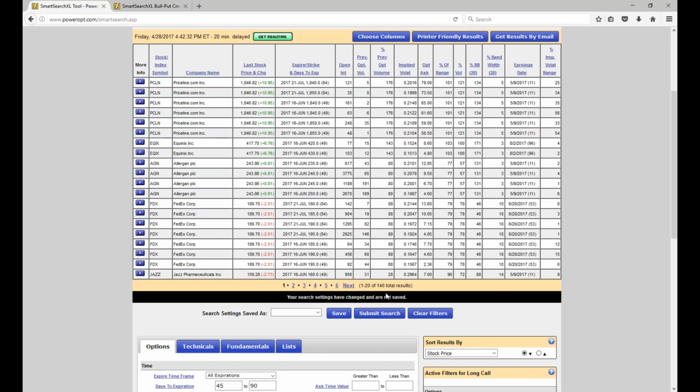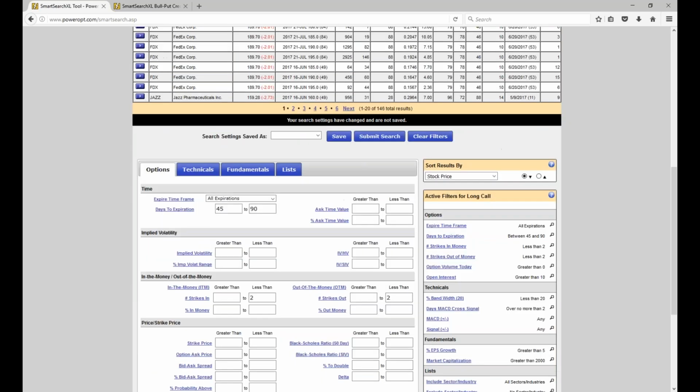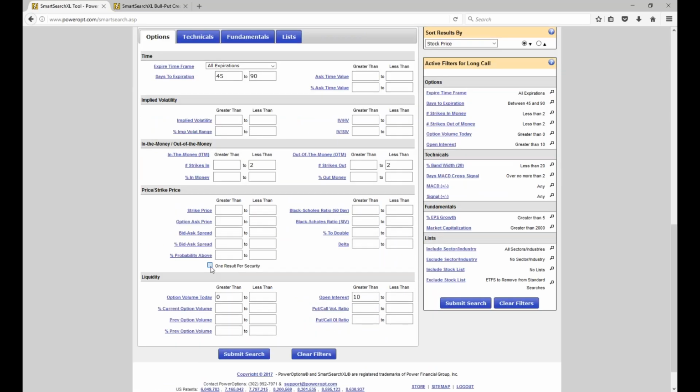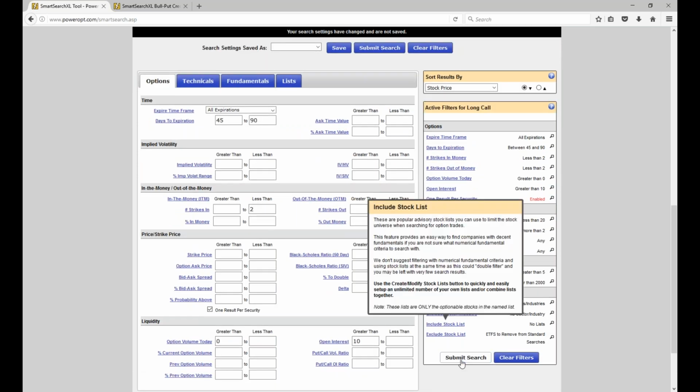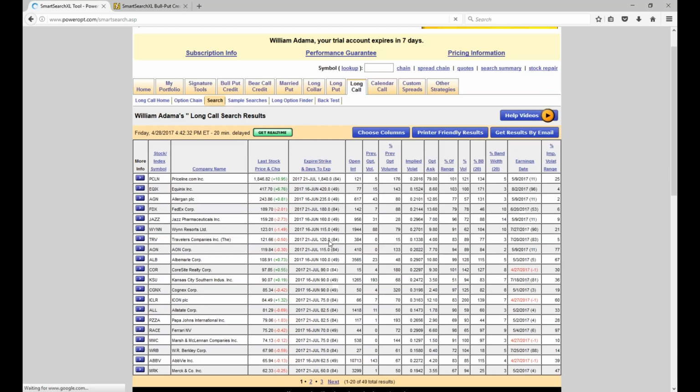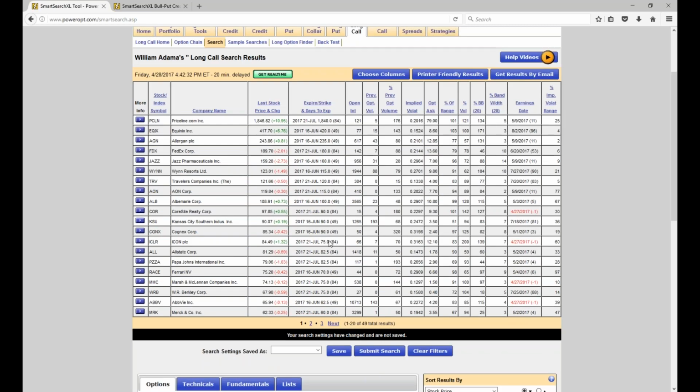We got too many results, 146. Well, Priceline, of course, is up there. Allergan, Equinix. But let me go ahead and click this one result per security. I might even narrow this further down, so I'm just looking for in the money or out of the money. I don't know what strategy you're using, I'm saying in relation to a long call. All right. Now, so what does this all mean?